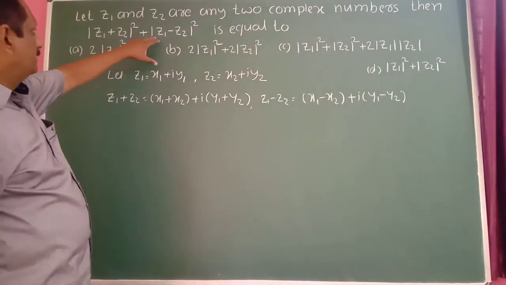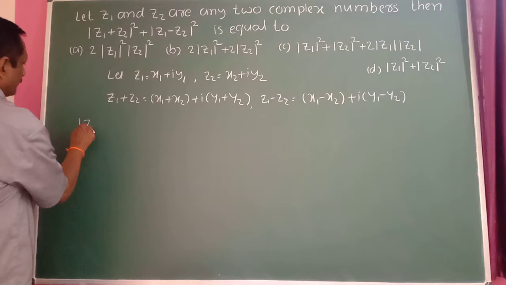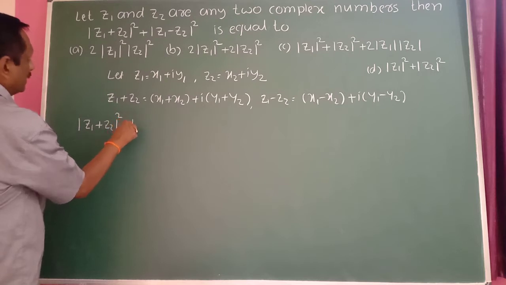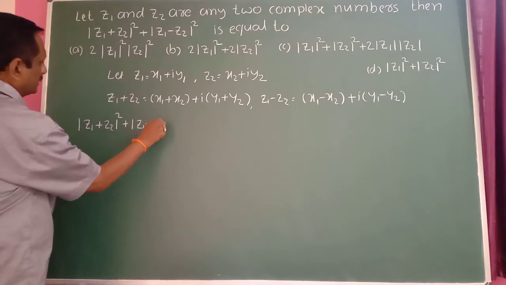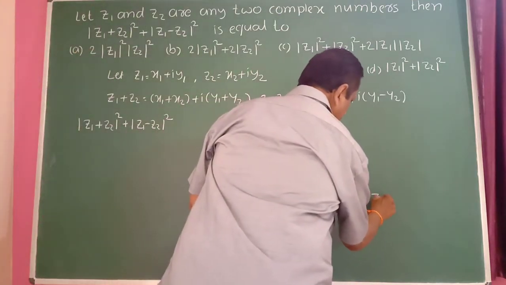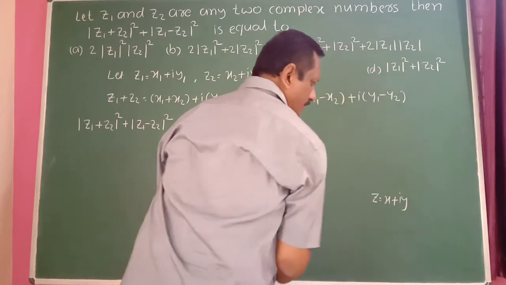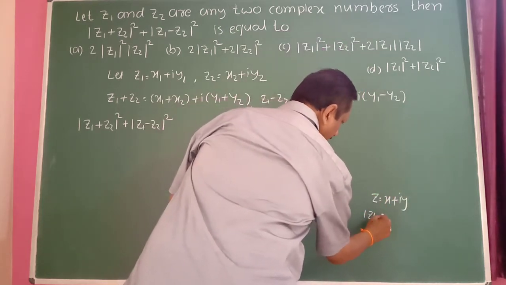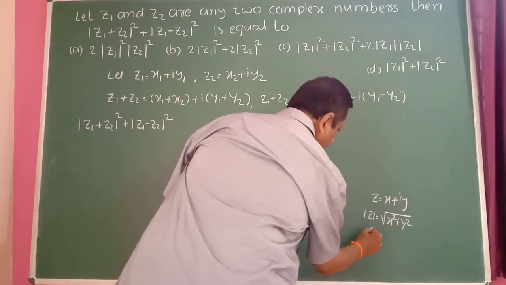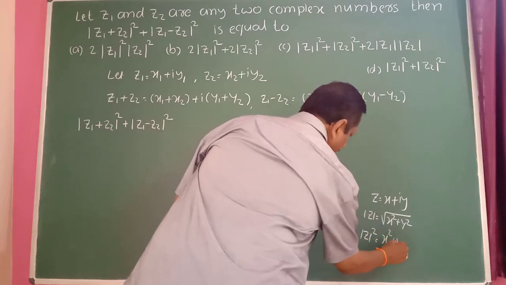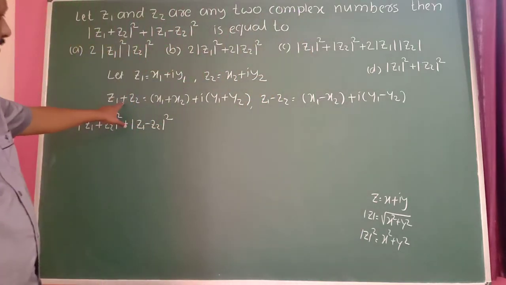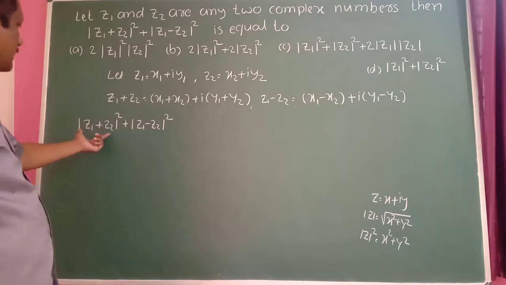Here we want its sum, so modulus of (z1 plus z2) square plus modulus of (z1 minus z2) square. You know, in the complex number, suppose z equal to x plus i into y, then the modulus of z is the root of x square plus y square, or modulus of z square is x square plus y square. So using this result, z1 plus z2 is this complex number, so take its square.